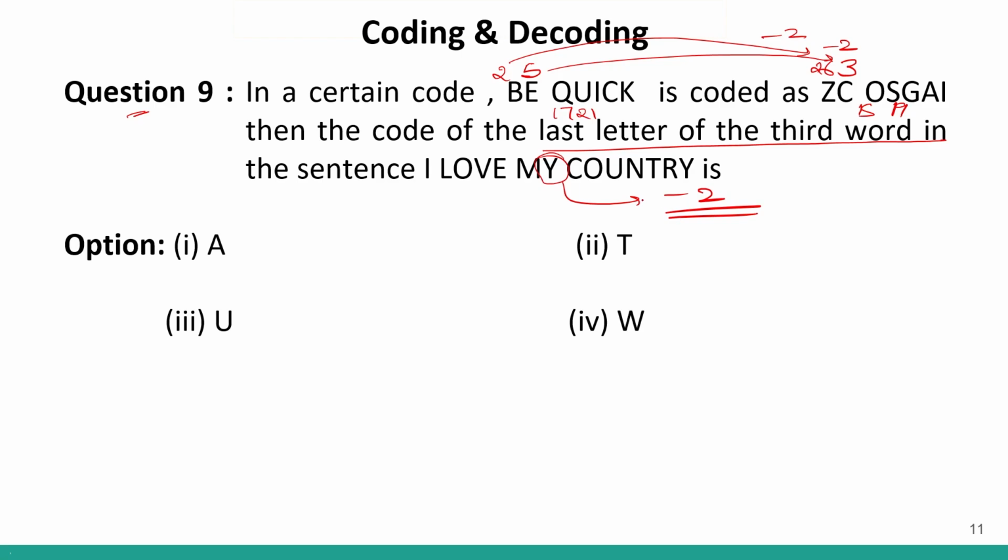If I go 2 positions back from Y, what is the rank? 25th. 2 positions back means 23rd rank. And at 23rd rank, we have W. So my answer will be simply option number 4, W. Okay. So this concludes today's lecture.